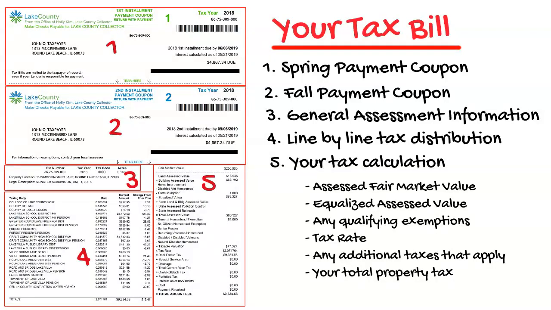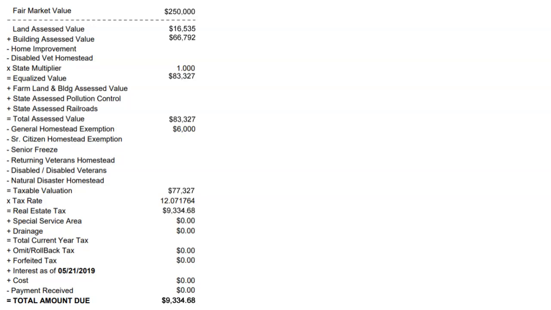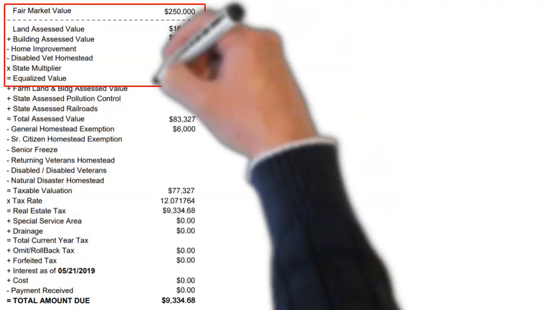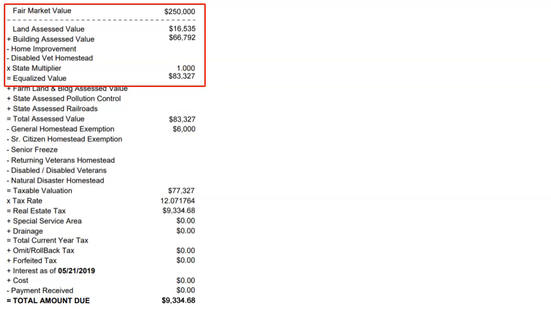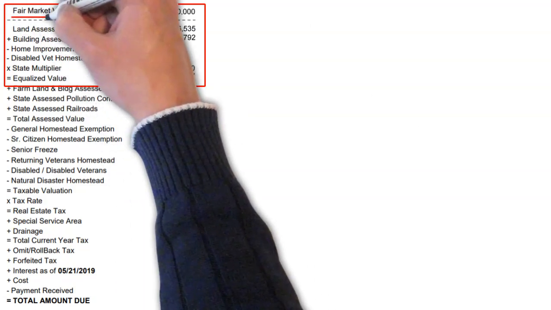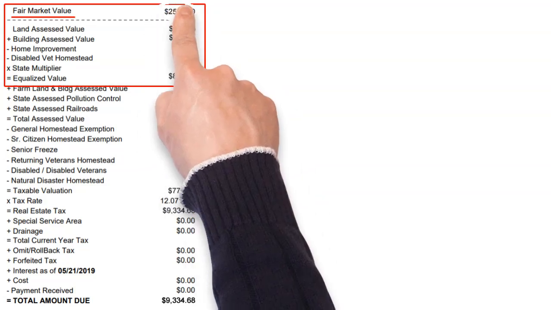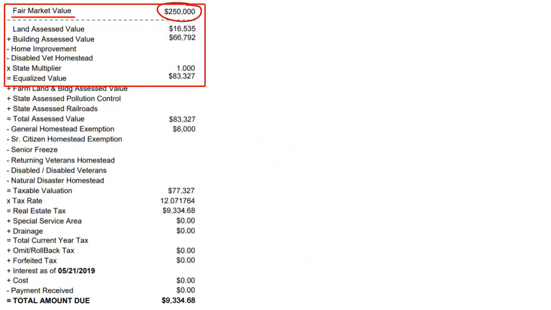This is where you'll understand how your home's value affects your tax bill, and also how by adding qualifying exemptions you can pay less. Now, as we zoom in on this fifth section of your tax bill, we're going to break it down even further. Section 5 can be broken down into 6 distinct sections. The first section deals with your home's market value, priority exemptions, and your equalized value.